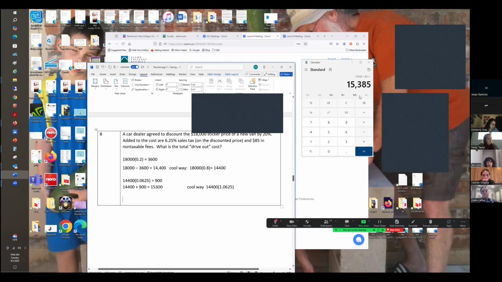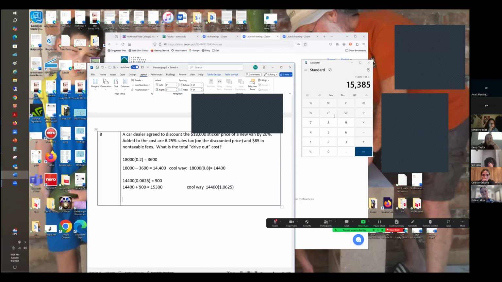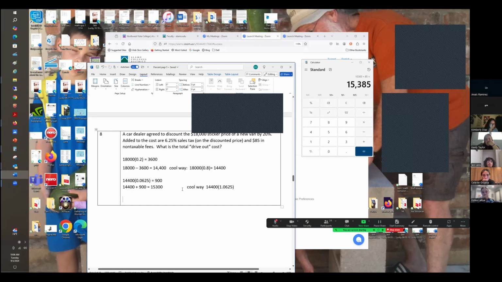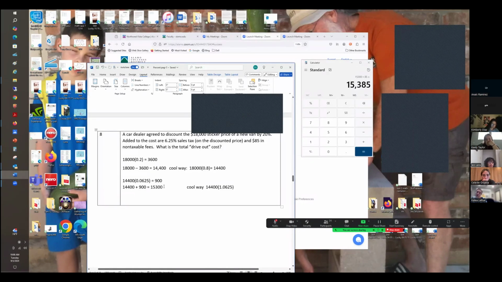If that's the right answer, 15,385, what was it before you added the $85? Well, it was 15,385 minus 85, and that's 15,300. Now, if you know the cool way, 15,300 includes the tax of 6.25%. So you can actually divide 15,300 by 1.0625, and you'll wind up with 14,400. And then you have to divide that by 0.8 to get back to the 18,000.